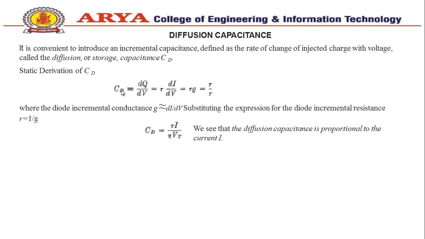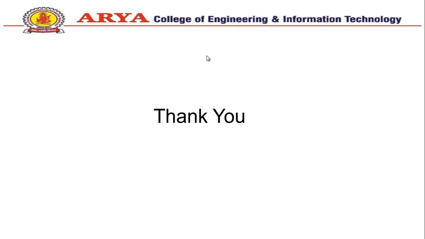For a reverse bias, G is very small and CD may be neglected compared to Ct. For forward current, on the other hand, CD is usually much larger than Ct. So in this slide, we have covered space charge capacitance and diffusion capacitance. Thank you.